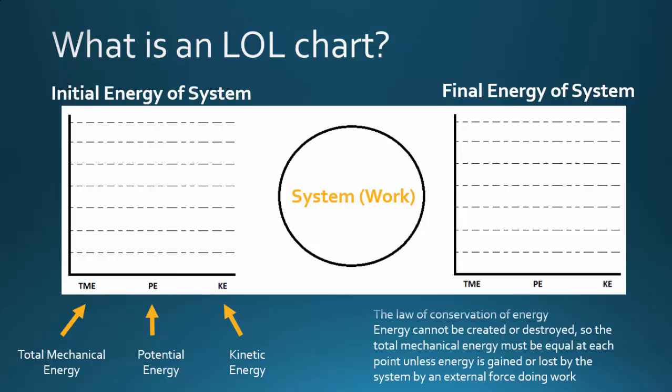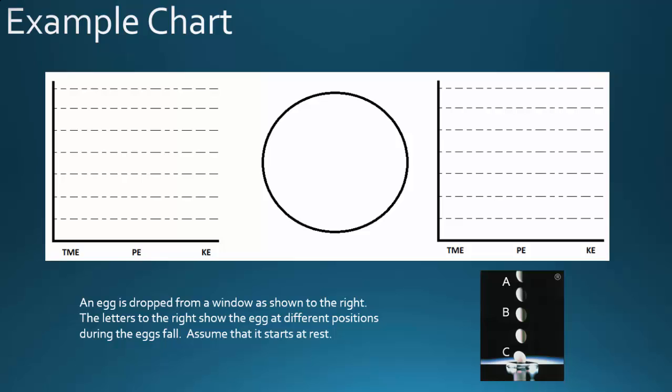When we're using our bar chart, we have to remember the law of conservation of energy. Keep in mind that energy cannot be created or destroyed. So whatever the total mechanical energy is at the start of the system, it must be equal to the total mechanical energy at the end of the system. That is, unless work is being done to add energy to the system or remove energy from the system. So let's look at an example.